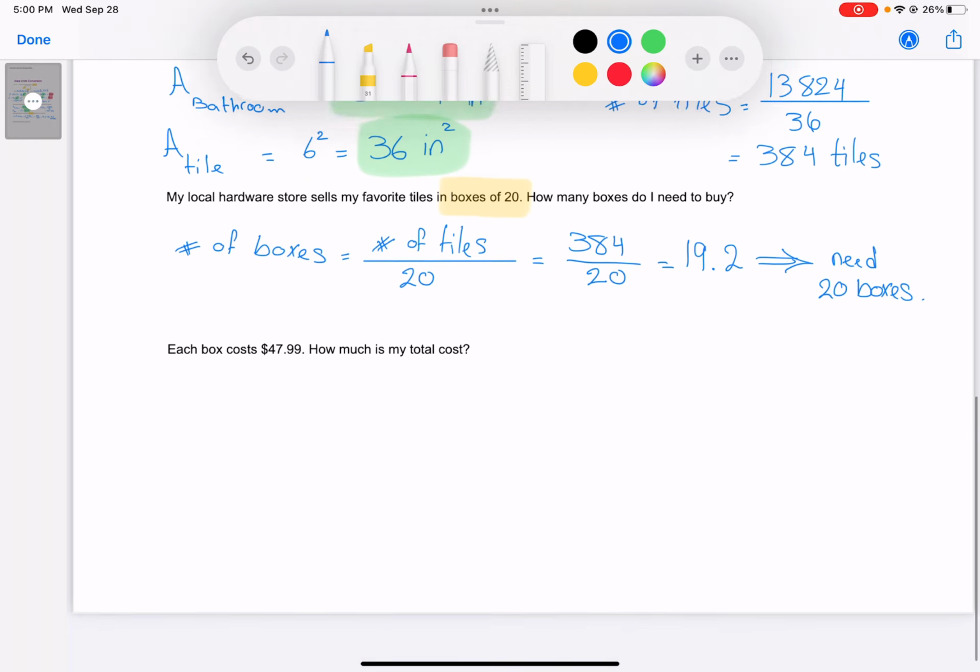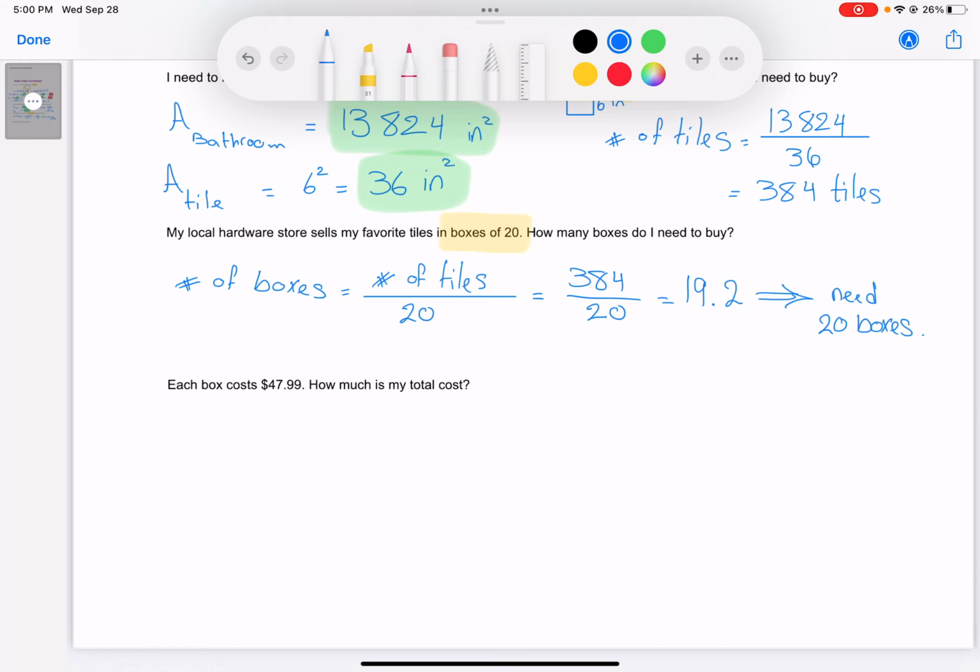Now, finally, each box costs $47.99. How much will my total cost? Well, I know I need 20 boxes. Each box costs $47.99. So the total cost will be 20 times $47.99, which is $959.80.